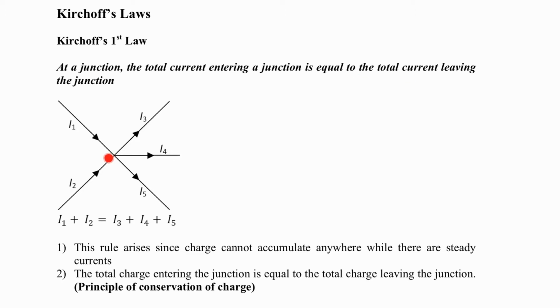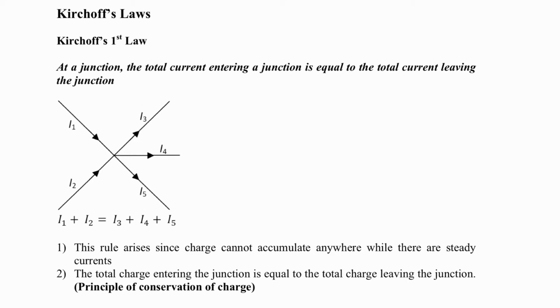Example, let's say we take this as a junction. You notice what are the currents entering? I1 and I2, right? And what currents are leaving? I3, I4, I5. So if you total up all the currents entering, which is I1 plus I2, it must be equal to the total current leaving, I3 plus I4 plus I5.